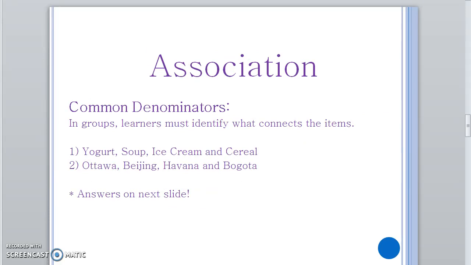Another strategy is common denominators. So in groups, learners must identify what connects the items. For instance, number 1, what connects yogurt, soup, ice cream, and cereal? Number 2, what connects Ottawa, Beijing, Havana, and Bogota? The answers are on the next slide, so let's take a look.